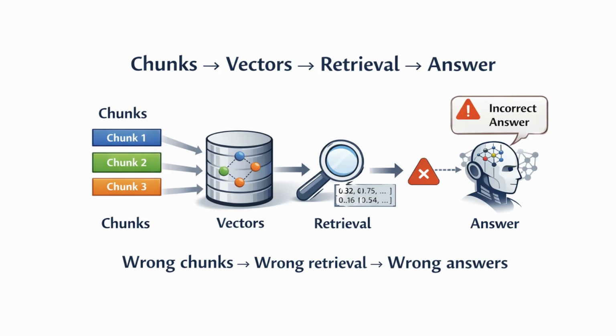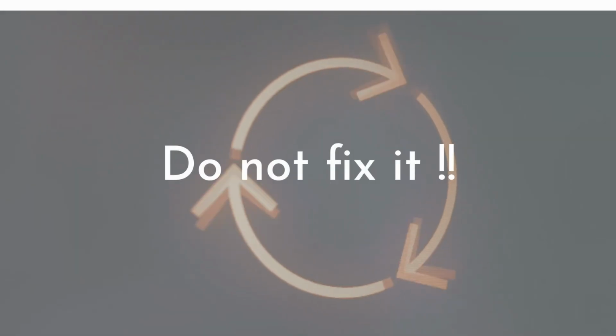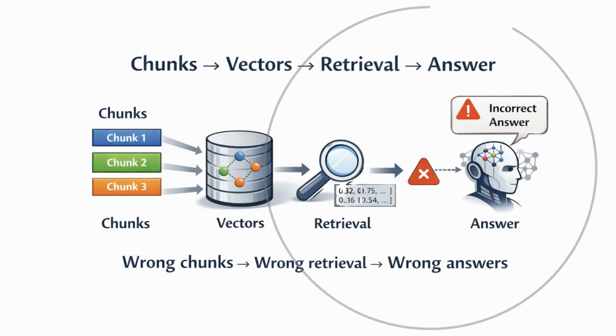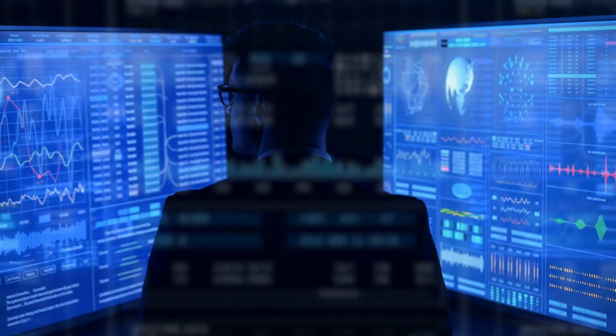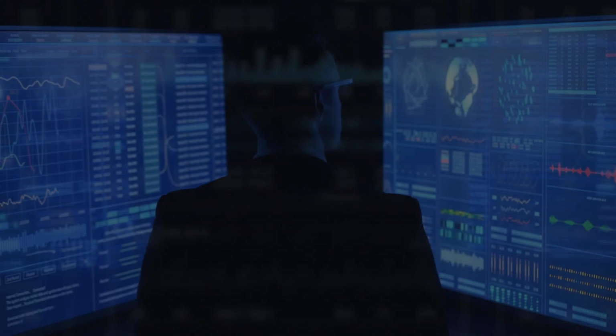If your chunks are wrong, everything downstream is wrong. The vector database doesn't fix bad chunks, it faithfully retrieves them, and the model will confidently answer using whatever you give it, even if that information is incomplete or misleading.